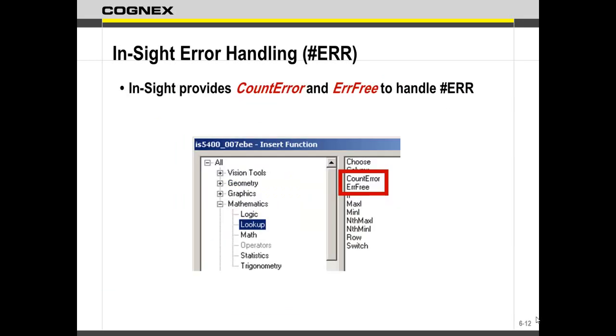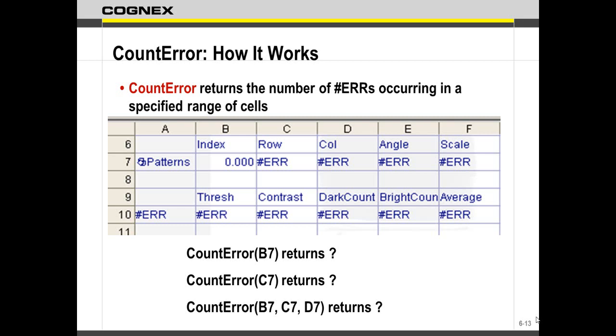So there are two functions inside the lookup area in the mathematics that are going to help you clean up your errors. The first one is count error, and the second one is error-free. They're used slightly differently, so depending on your application, you might want to use one versus the other. Now, how count error works is that you can reference a cell or set of cells, and it's going to tell you how many pound errors are in that cell or set of cells. That's all it does. It counts how many errors you have.